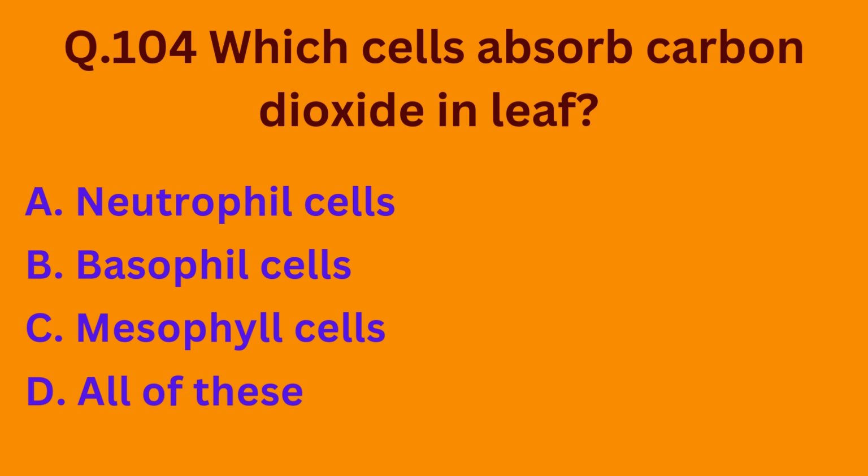Question number 104. Which cells absorb carbon dioxide in leaf? Option A, neutrophil cells. Option B, basophil cells. Option C, mesophyll cells. Option D, all of these. So basically, mesophyll cells are present in leaf and they absorb carbon dioxide. So the correct option is option C.